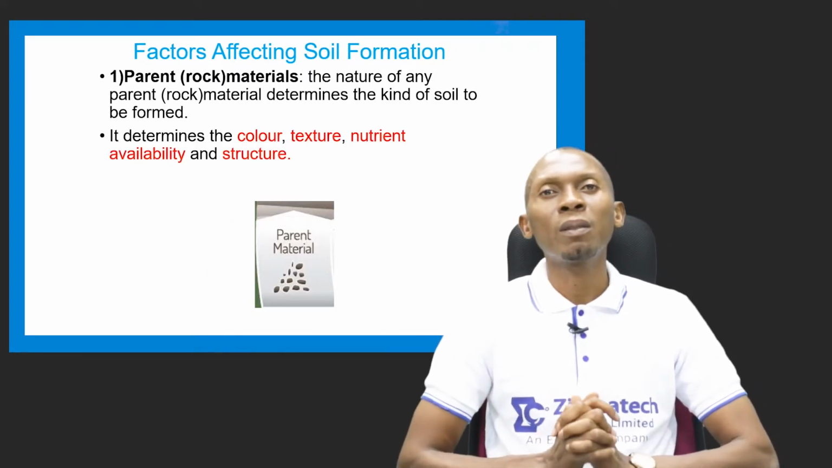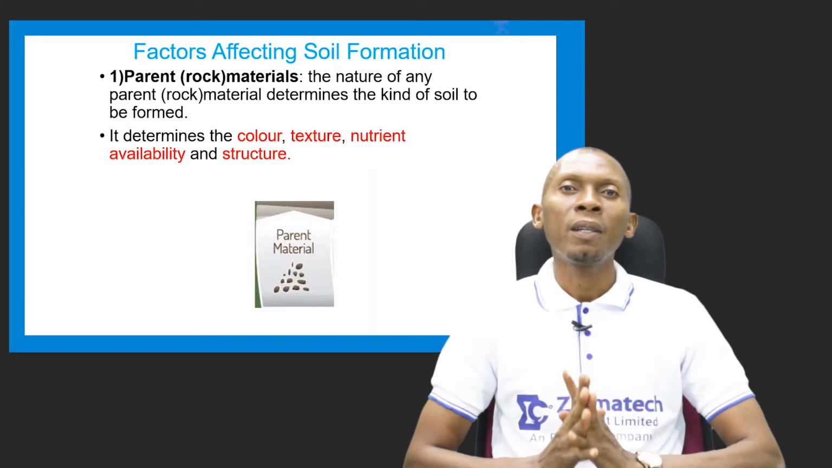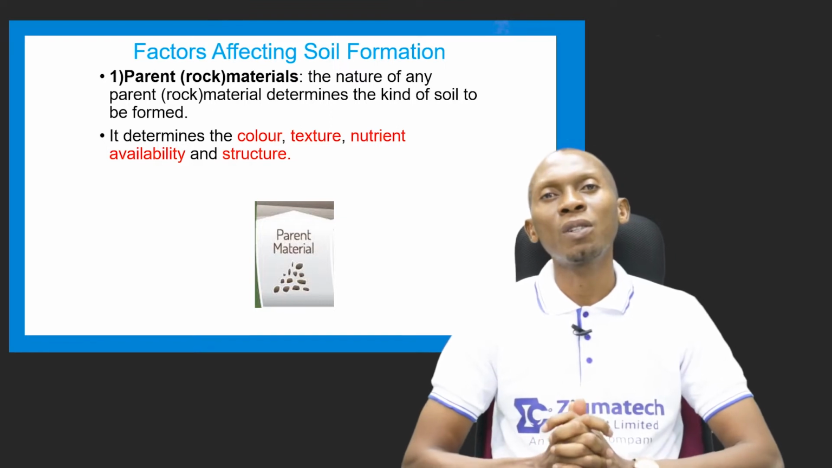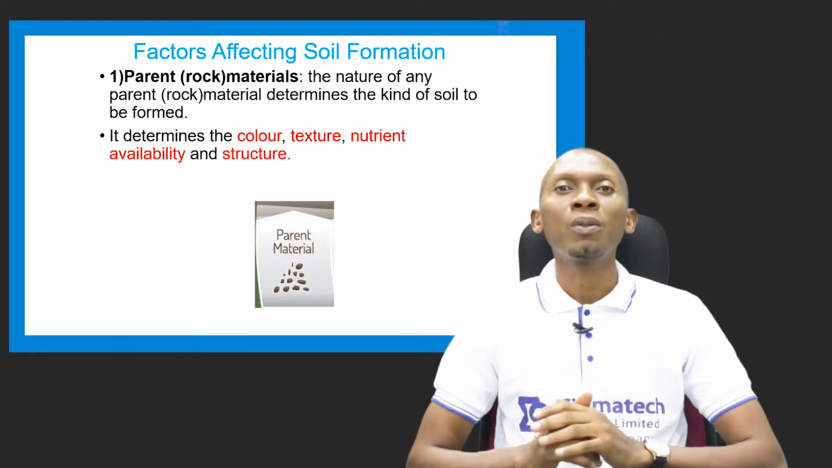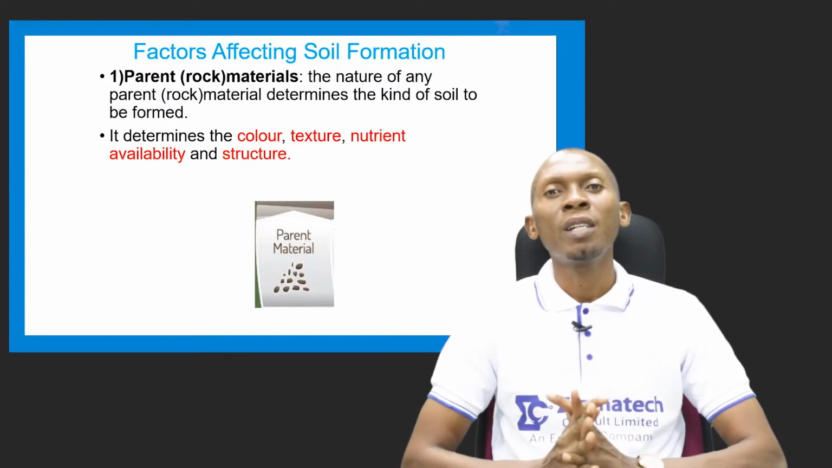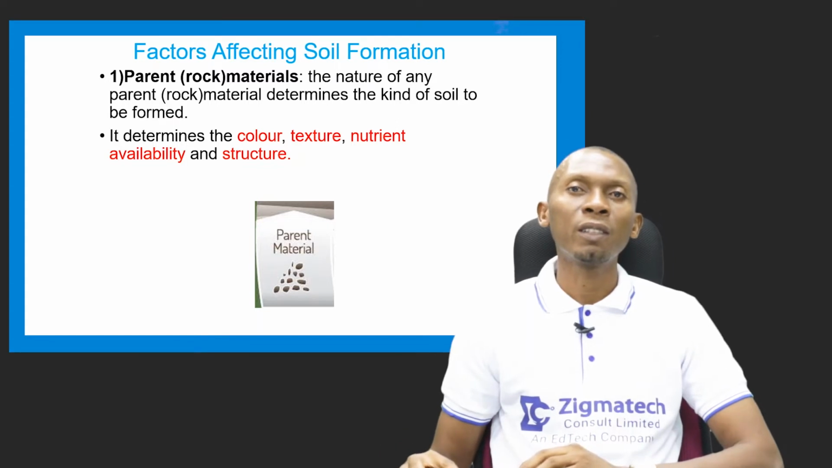Now, starting with the parent material, or the parent rock. The nature of the parent material determines the kind of soil that is formed. So the parent material helps to determine the color, the texture, the nutrients available, and the structure of the soil that is formed.